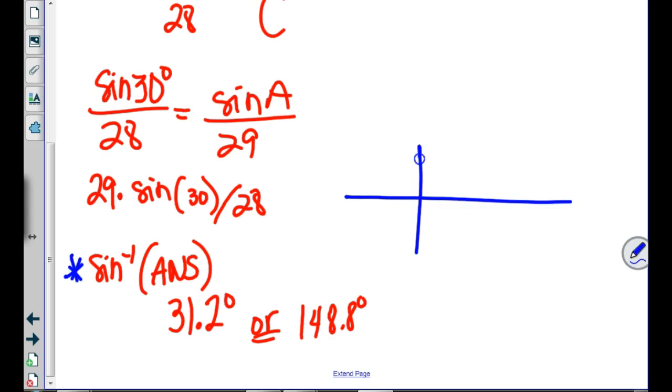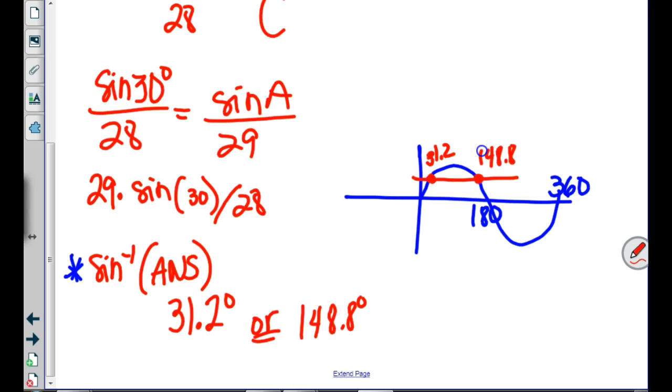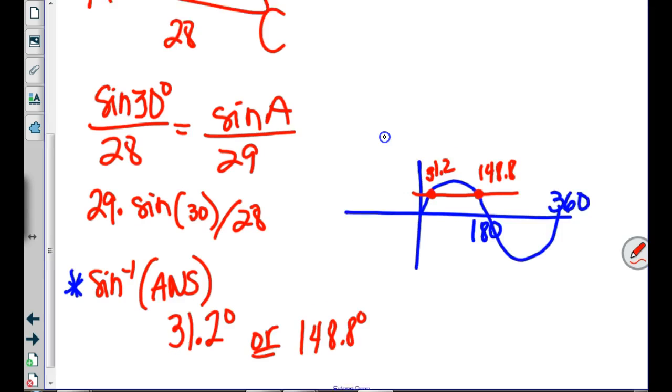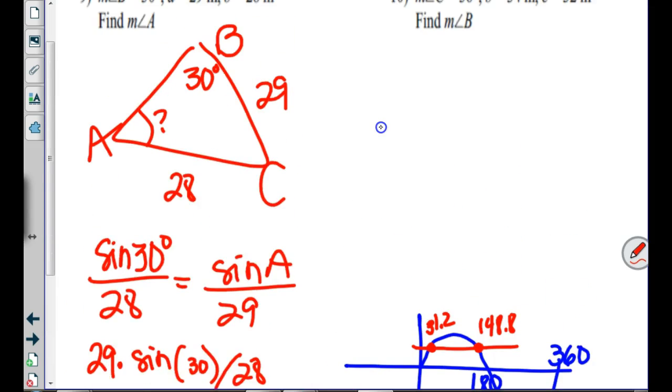And the reason for that has to do with the fact that the sine graph, if you were in degrees, this is 360, this is 180. And the sine hits that decimal, which was 0.51. The sine hits that 0.51 twice before 180. It hits it at 31.2 and it hits it at 148.8. So either one of those work until you look at the triangle. Then you got to decide.